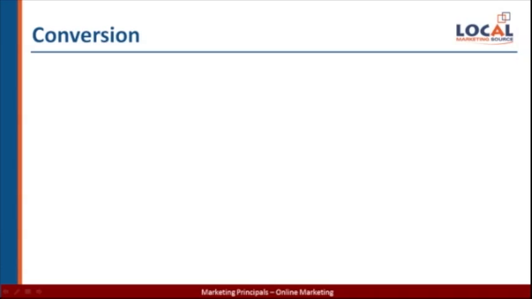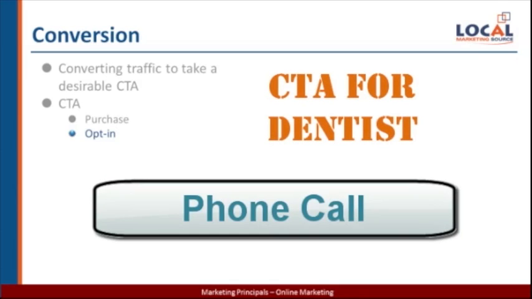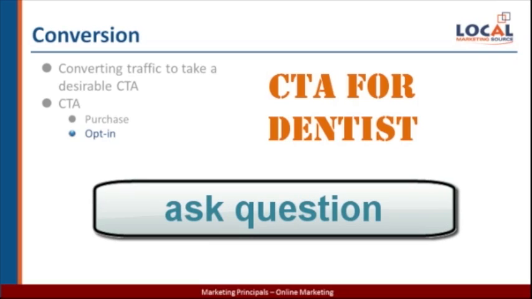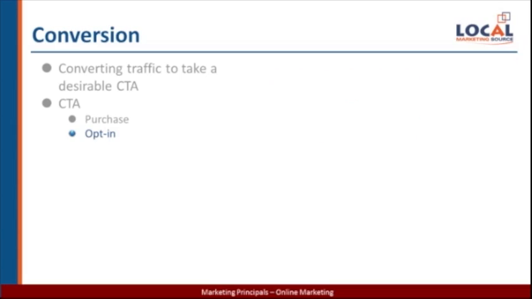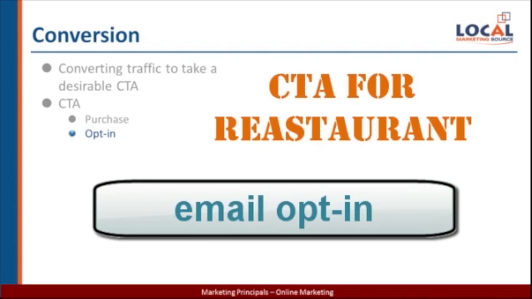Conversion. Now, like the example previously provided with Avon and direct marketing, it's important to convert the traffic that you're going to end up driving to websites. Conversion can mean many different things to different businesses, but it all comes down to converting traffic to take a desirable call to action. We call this the CTA. Now, a CTA for an e-commerce store is either a purchase or an opt-in to their email program. A CTA for a dentist might be a phone call, send an email, or ask a question on a form, or a physical visit to the office. A CTA for a restaurant might be an order placed, a phone call, email opt-in, or a visit.